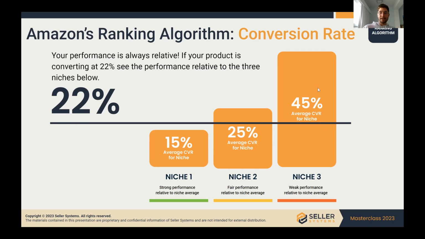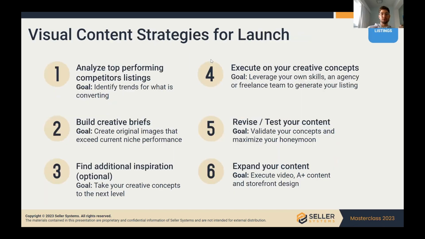And then again, if I am selling in a niche with a 45% conversion rate and I still maintain that 22% conversion rate, what's going to happen, right? This is very weak performance relative to the niche. And what you're going to find is that other people are going to increase their ranks while you are going to go down probably a lot faster than if you were here in niche 2.